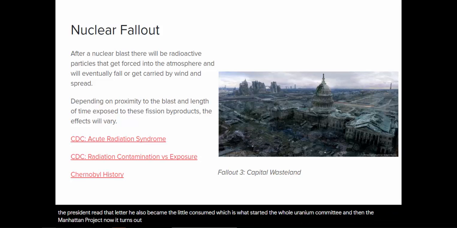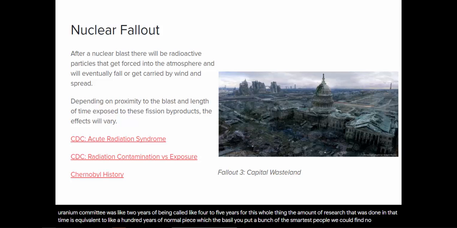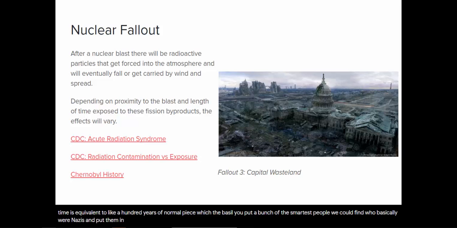Now the whole point is Germany might be working on atomic bombs, so we need to get it first. So much scientific research was done in the course of the Manhattan Project. The Manhattan Project was really only about 2 years, and the Uranium Committee was about 2 years, so you can call it 4 to 5 years for this whole thing. The amount of research done in that time is equivalent to like 100 years of normal research. We put a bunch of the smartest people we could find, who basically weren't Nazis, in a room and said, work on this. We gave them a ton of money and a ton of research got done very quickly.